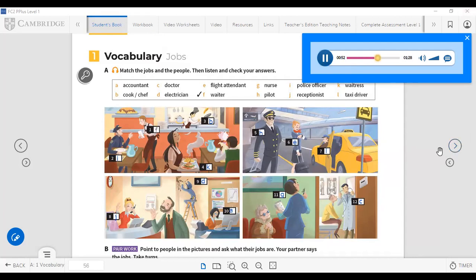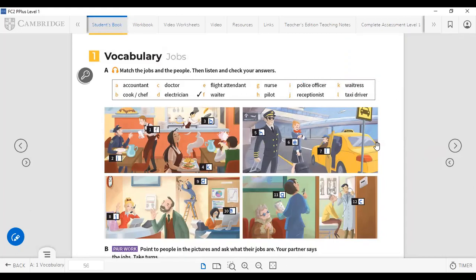7, L. Taxi driver. 8, J. Receptionist. 9, D. Electrician. 10, A. Accountant. 11, G. Nurse. That's right. 12, C. Doctor. Good. As you can notice, all of your answers were correct.